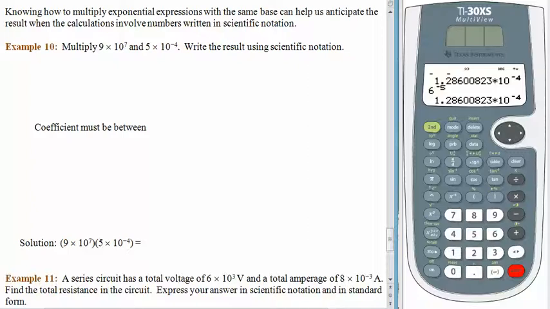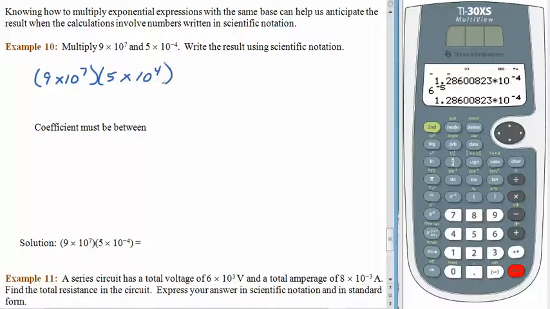So let's see what we can do. This one really doesn't have any context to it. We just want to multiply these two numbers together. You'll remember the last time we did this, we made a big deal about keeping every number that's written in scientific notation together by using parentheses. We want to hold those two parts together. So we have 9 times 10 to the 7th multiplied by 5 times 10 to the 4th.